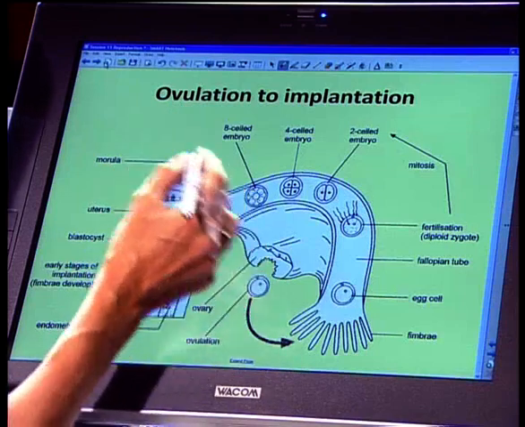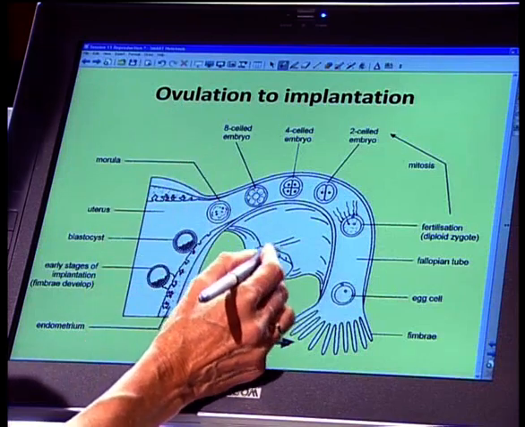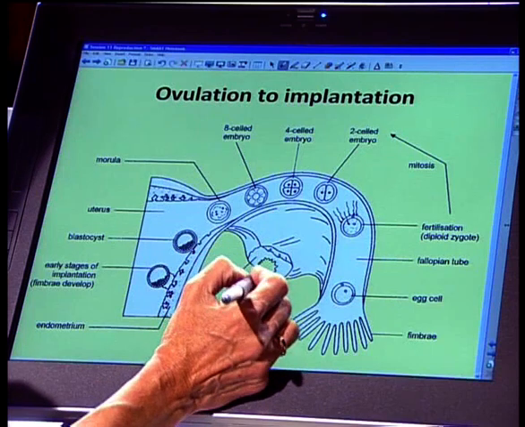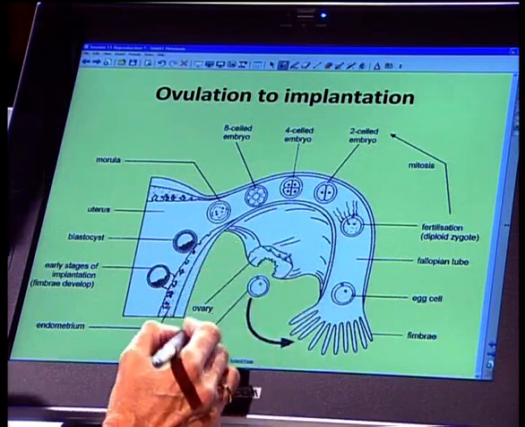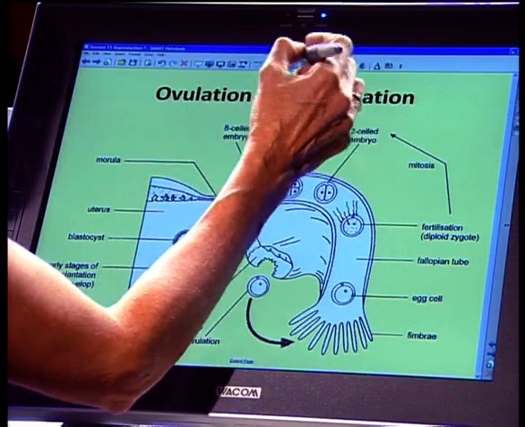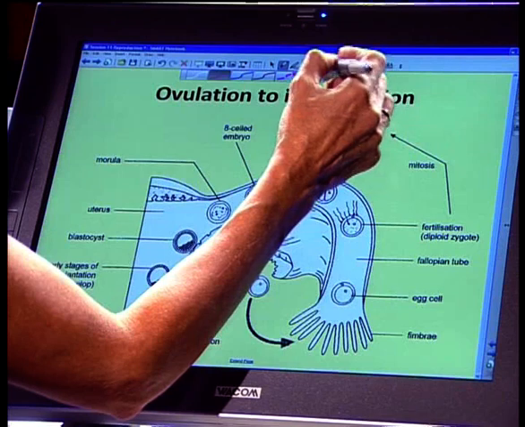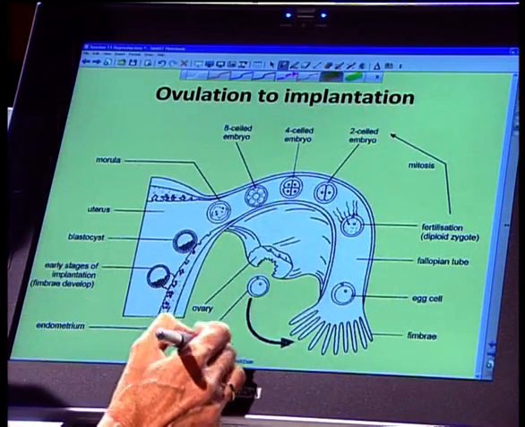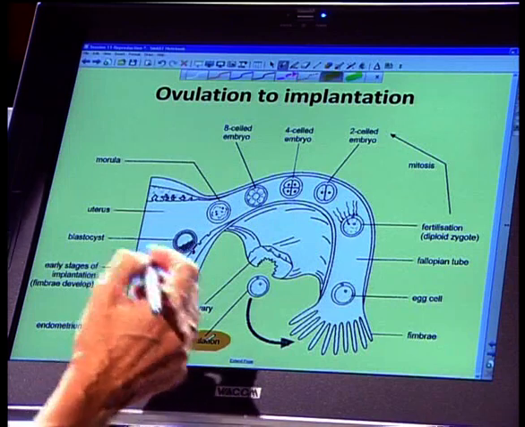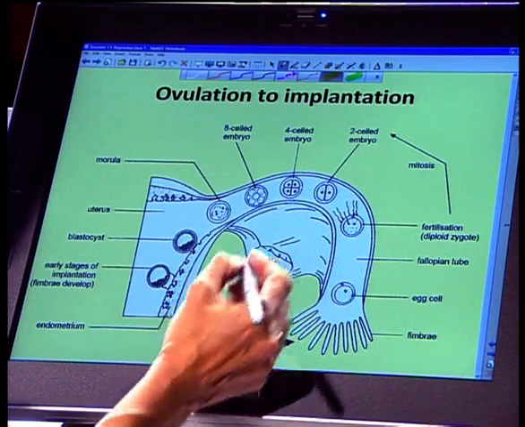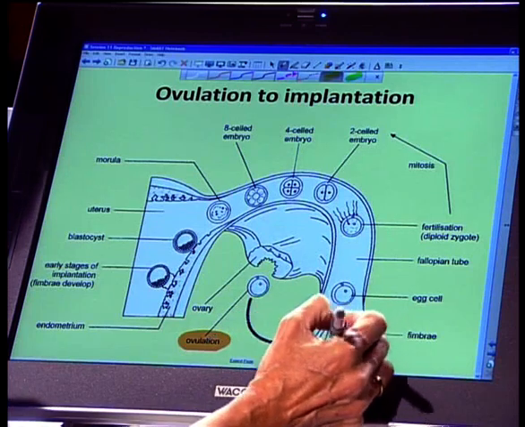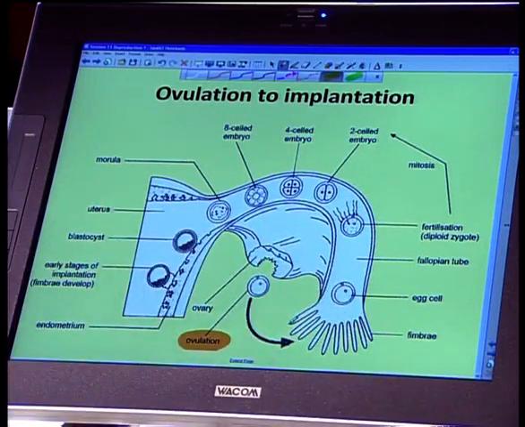Now, as the process occurs, we know that we're going to have the release of the egg cell from the ovary, and that is the process of ovulation. All right, once ovulation has occurred, the egg cell is released. These fimbriae here are literally like fingers, and they make a wave-like motion, which then directs this egg cell into the fallopian tube.